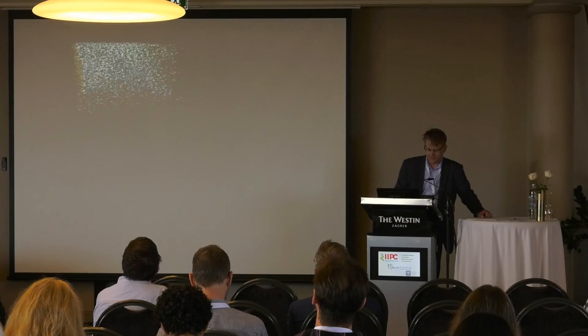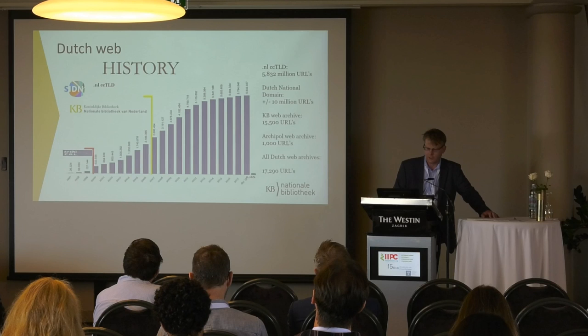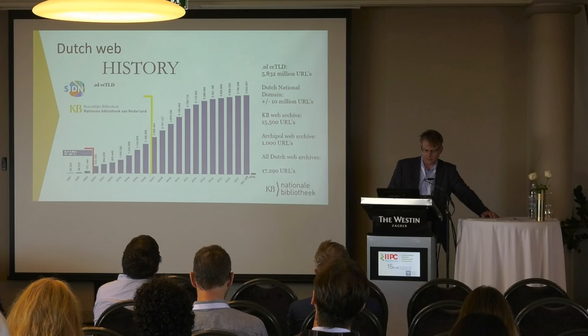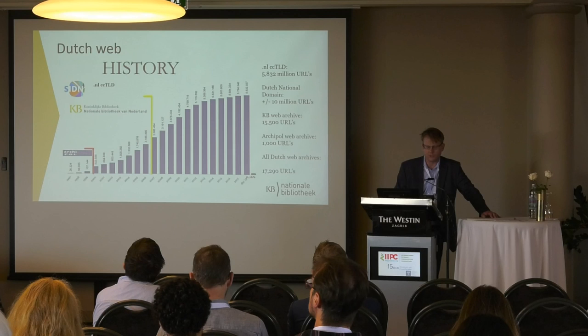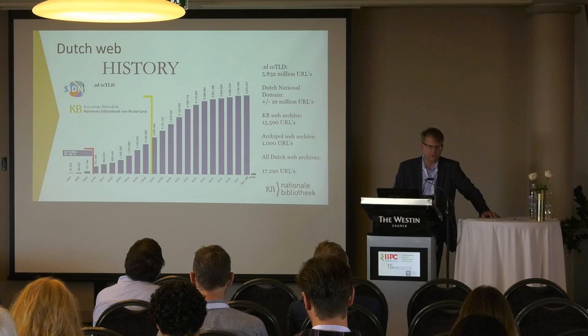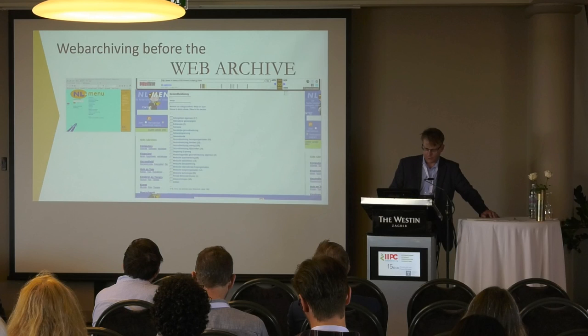Well, and then it got out of hand. So at the moment we have almost 6 million domain names in the Netherlands, and the whole national domain outside of .nl is around 9 million websites. So there's really quite a lot, especially if you think about it, that web archiving in the Netherlands started only in 2000 with a web archive of political parties, and then we at the KB started in 2007 with web archiving. So at that moment there were already more than 2.5 million websites. So now we have archived 60% of all websites in the Netherlands in our collection. So that's not much. So, web archiving before the web archive.